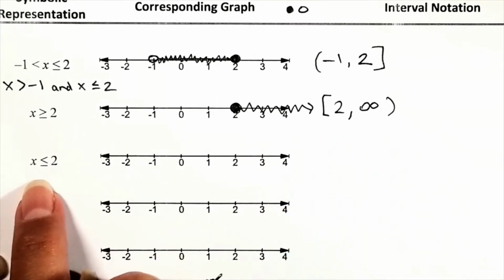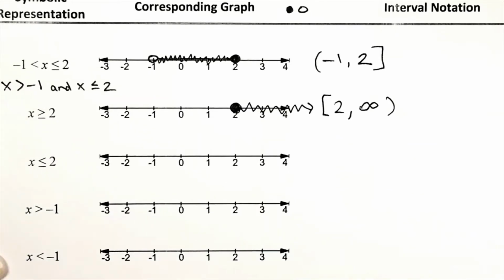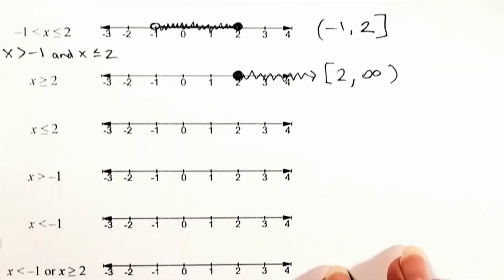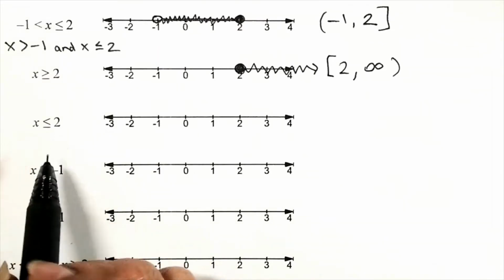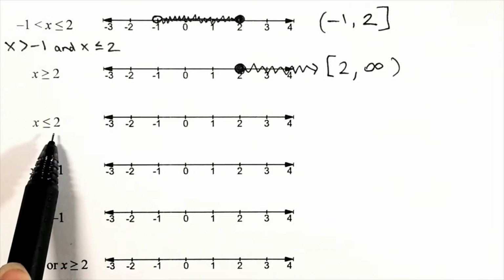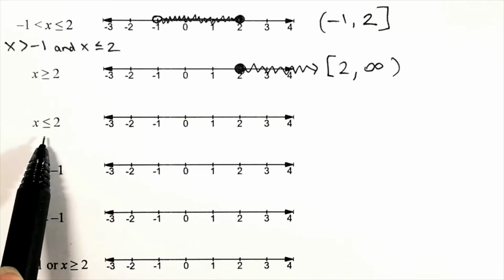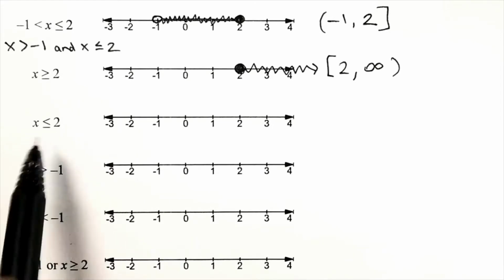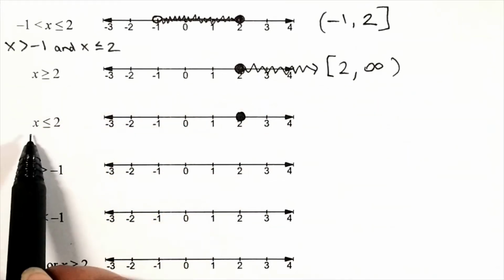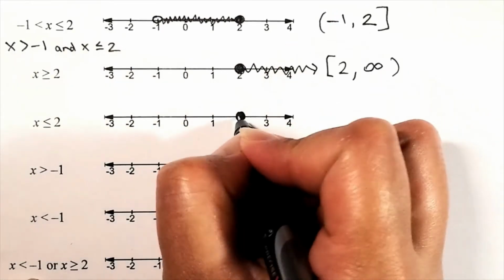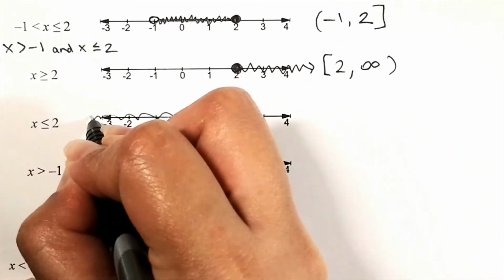Okay, next one. I'm trying to cover all the case scenarios that you're going to see in this section and in this course. We have x is less than or equal to 2, so same speech. Make the call to see if the endpoint is part of the solution or not. The inequality symbol has the equal to part, so 2 is part of the solution. The rest of the solutions are the values that are less than 2, so we're going to pull to the left. 1 is smaller, 0 is smaller.